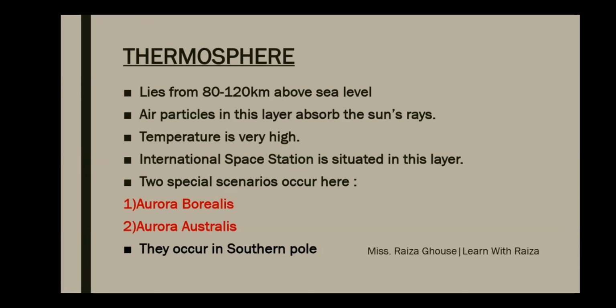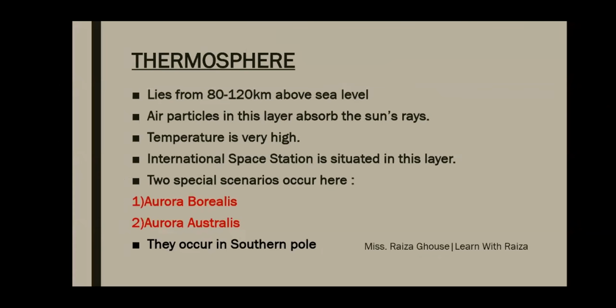The thermosphere layer lies from 80 to 120 kilometers above the sea level. Air particles in this layer absorb the sun's rays. Temperature is very high. The International Space Station is situated here, and two special scenarios occur here. That is important. The two special scenarios that occur here are called aurora borealis and aurora australis.